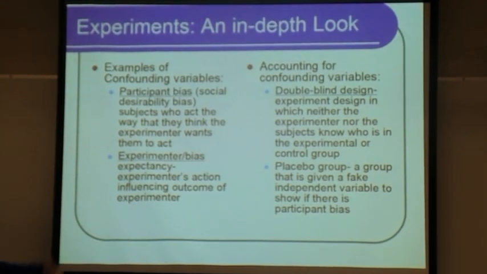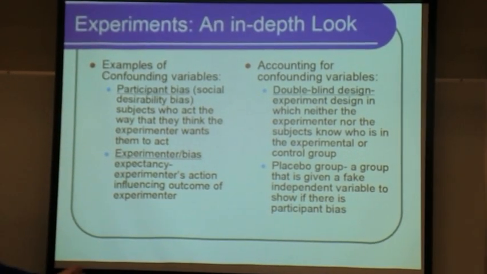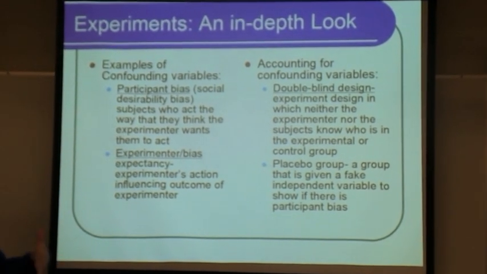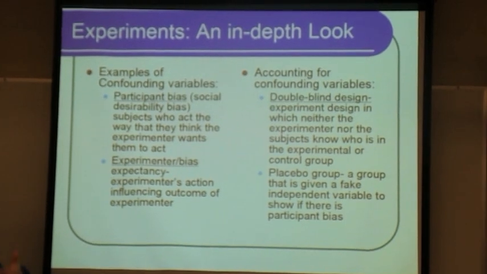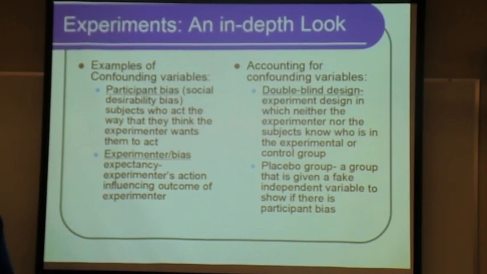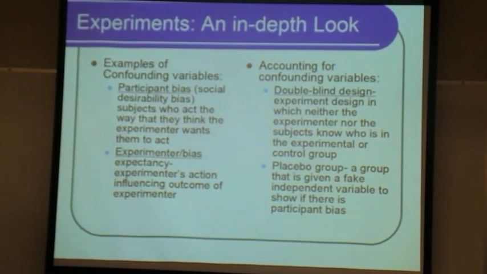Participant bias, which I call the social desirability bias. Subjects are going to act. They're human beings. They're going to act the way they think they should be acting. So if they're being studied, like for example, how long they can keep attention, probably that day, people are going to put in more effort in the classroom because they know they're being studied. It's hard to account for that.